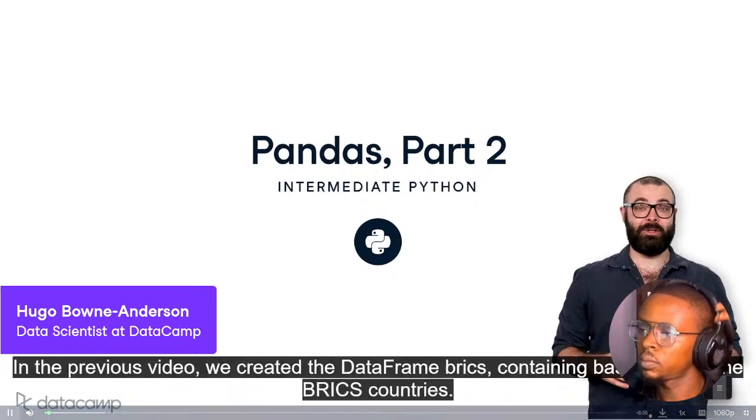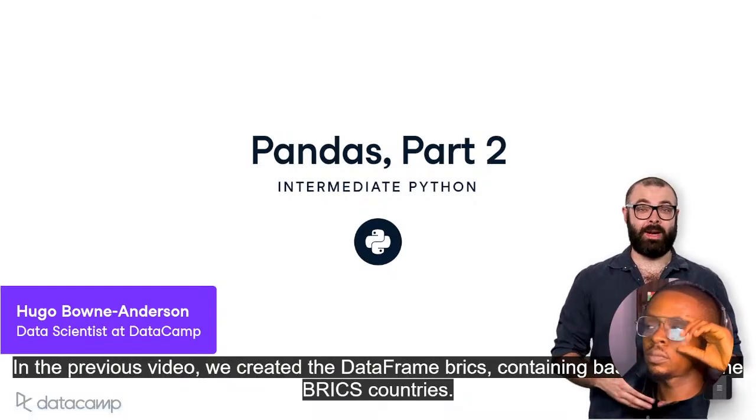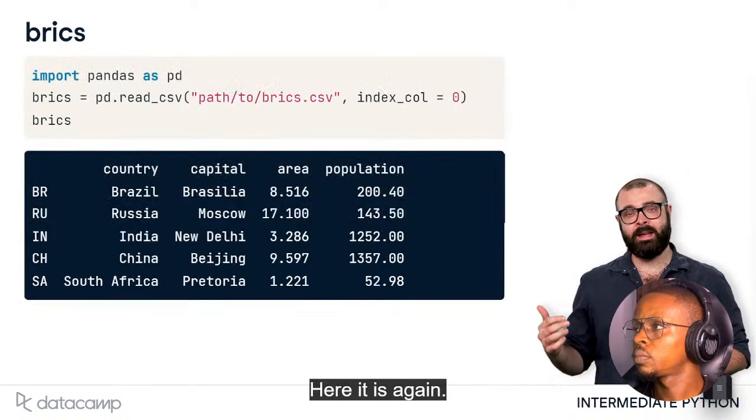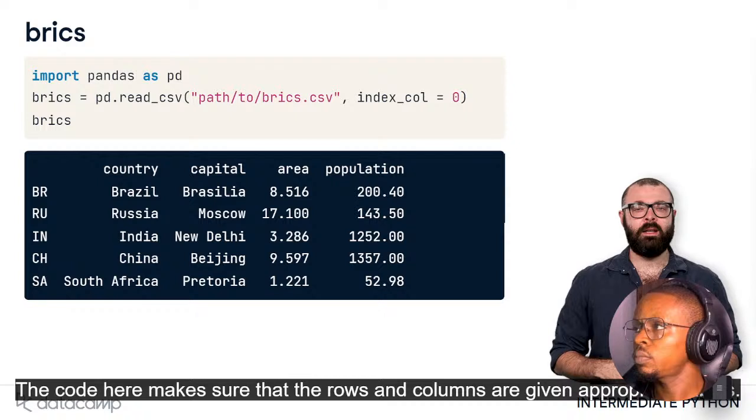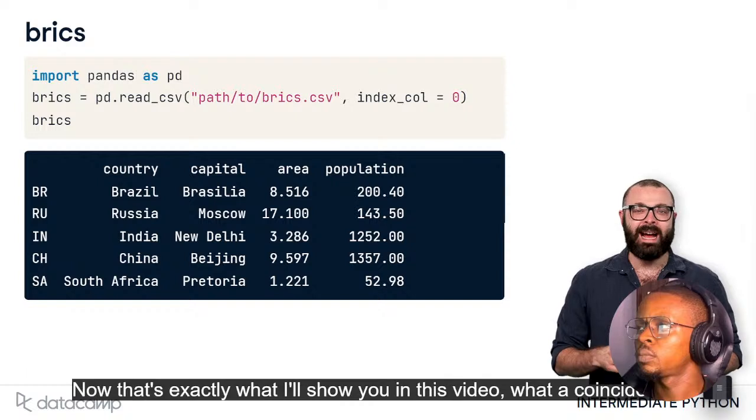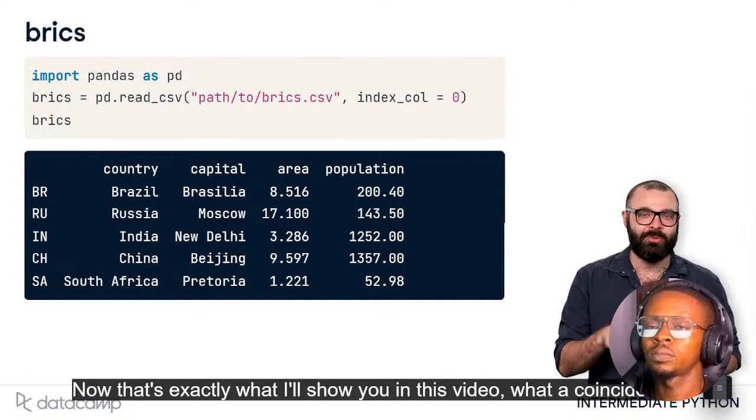In the previous video, we created the data frame BRICS, containing basic data on the BRICS countries. Here it is again. The code here makes sure that the rows and columns are given appropriate labels. This is important to make accessing columns, rows, and single elements in your data frame easy. Now, that's exactly what I'll show you in this video.